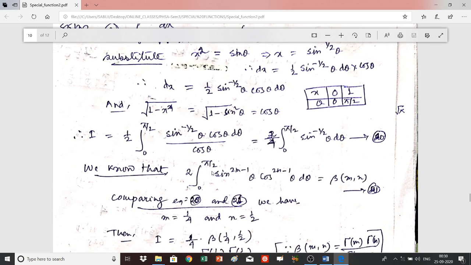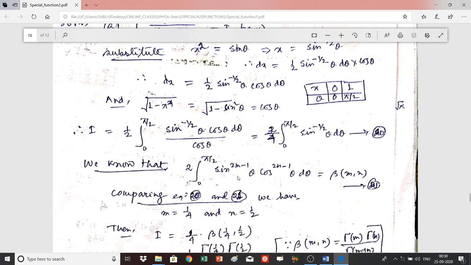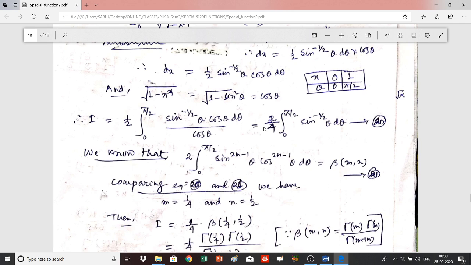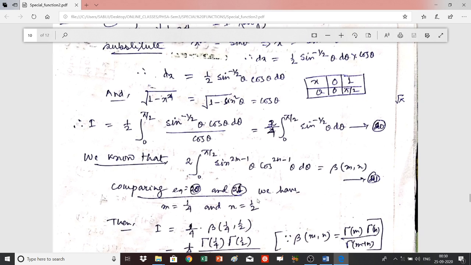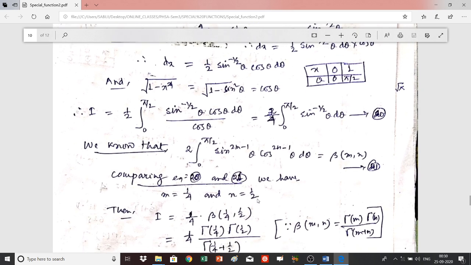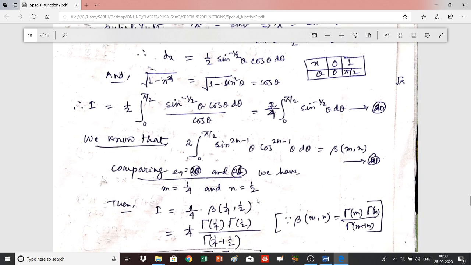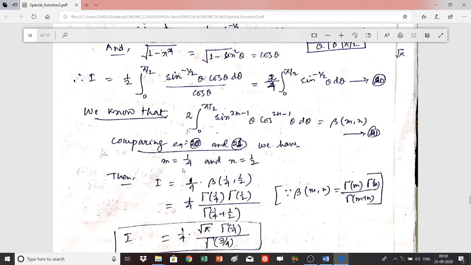And then we know the definition of the beta function as this. And now if you compare this relation and this relation, you will easily find out that m is equal to 1 by 4 and n is equal to 1. Just look at this. Just practice it. You can easily find this.